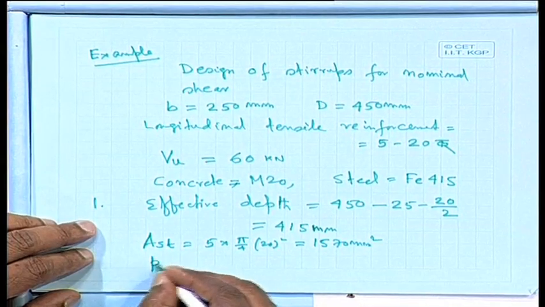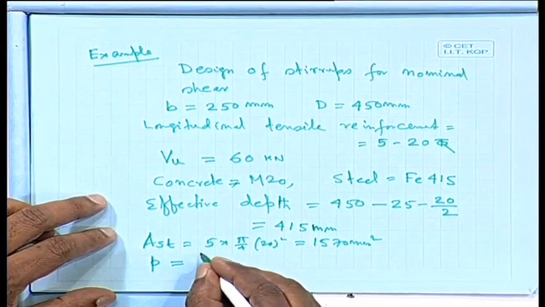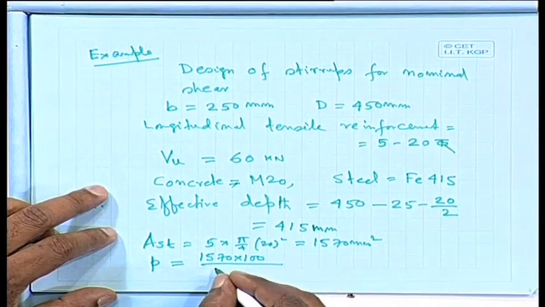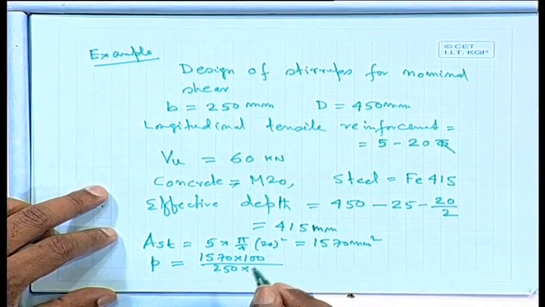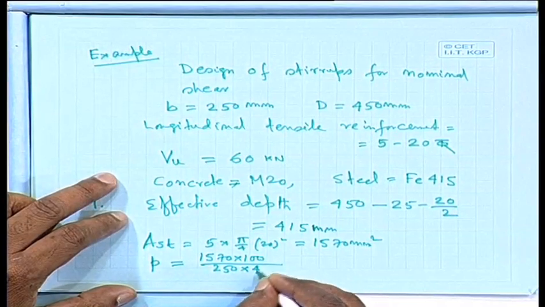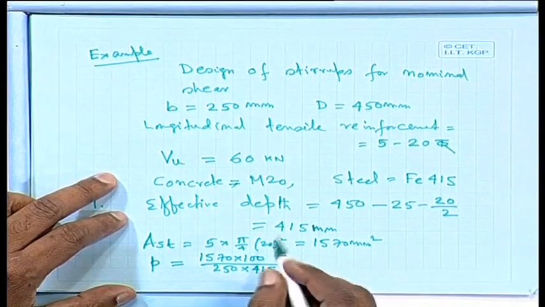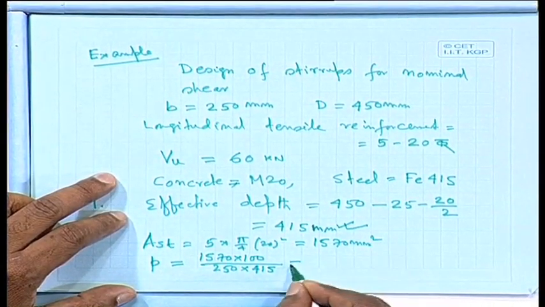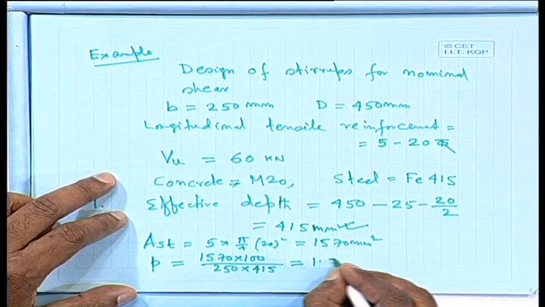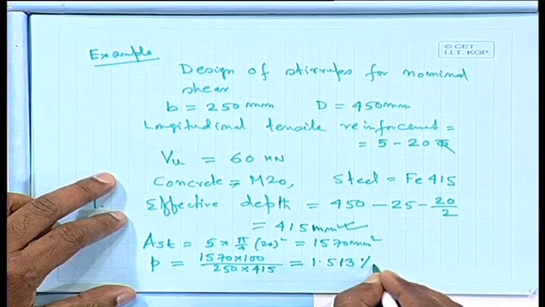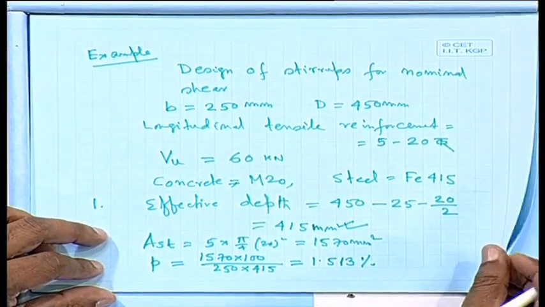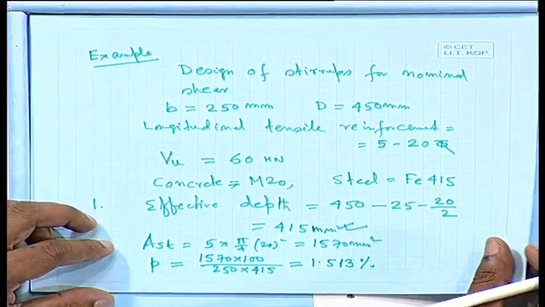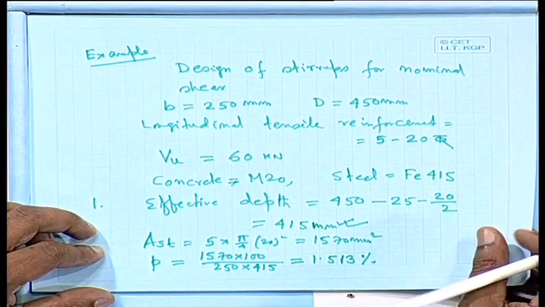Let us write down here percentage of steel P equals 1570 into 100 divided by 250 times 415. 415 is the effective depth. Please note this 415 is the effective depth which we have computed here, which comes as 1.513 percentage. This P we shall take for our tau C, to calculate tau C.